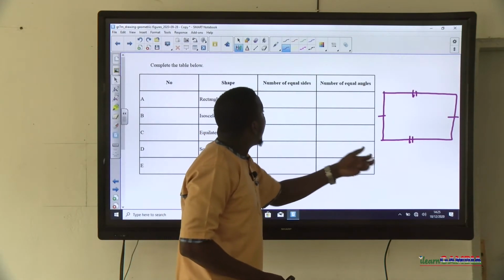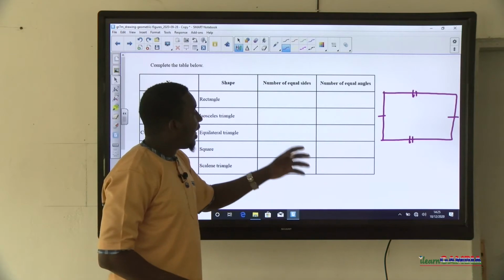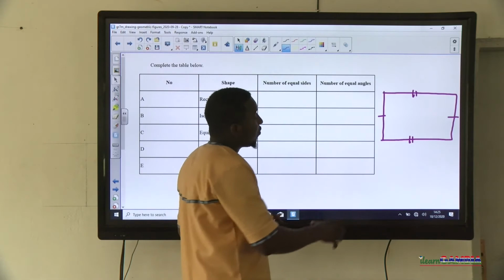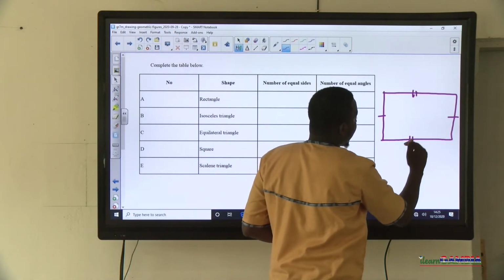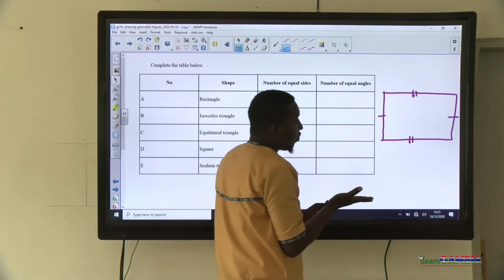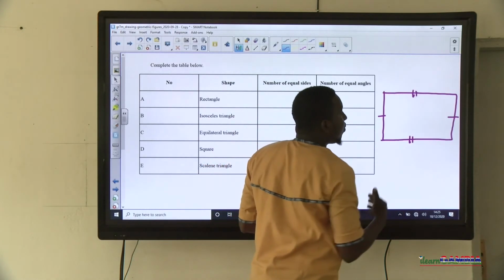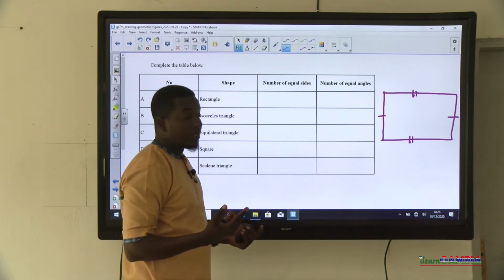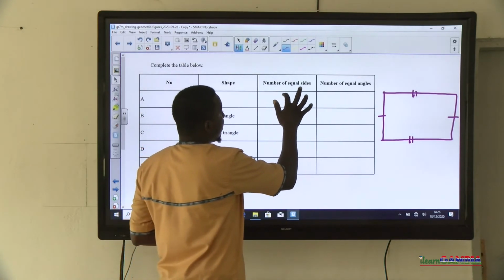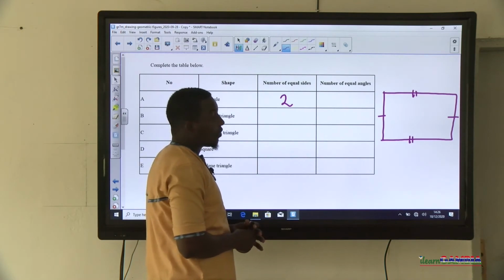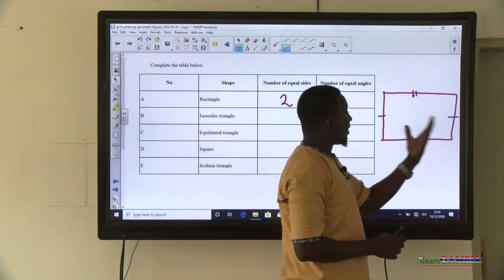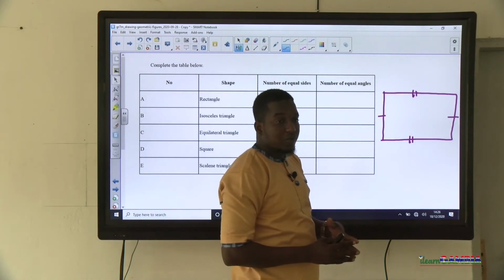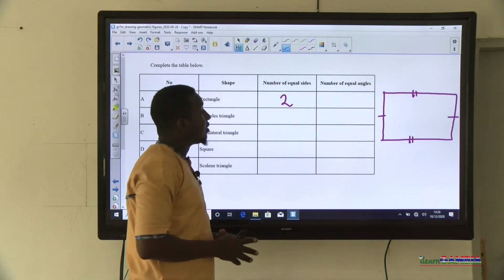Now, we want to know how many equal sides they have and how many equal angles they have. So since this side and the base one are equal, and the ones on the sides are also equal, then we can say that it has two equal sides. So a rectangle has two equal sides. The one on the left and the right are equal, and the one on top and on the base are also equal. So they have two equal sides.